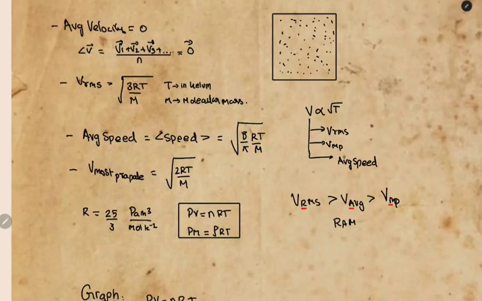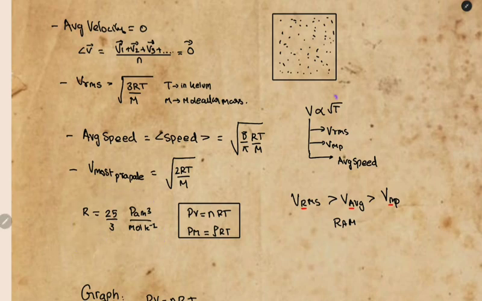Okay, so R is, I think, 25 by 3, the Rydberg constant, if I'm not wrong. The average speed will be root of 8RT by pi m. Fine. Okay, these are the formulas, just remember them. The R value is also given here.